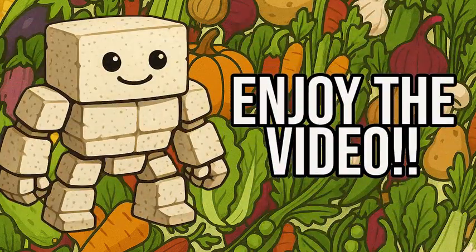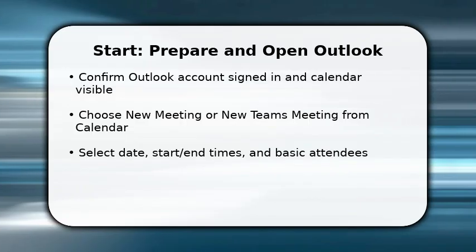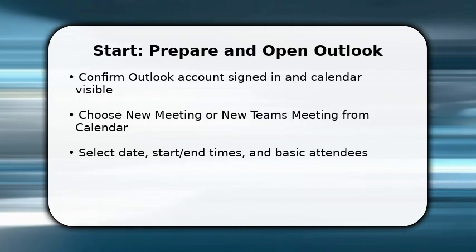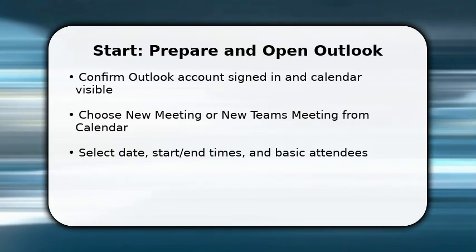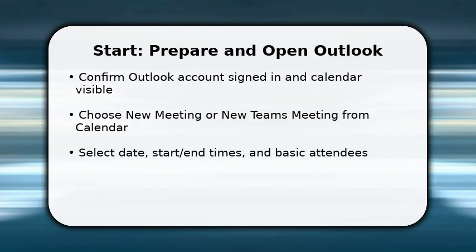Please enjoy the video. You're going to start by opening Outlook and ensuring your account and calendar are active. This avoids sync errors later. Once done, switch to Calendar View and click New Meeting or New Teams Meeting to begin. Add at least one attendee and set a clear date and start time so Outlook can check availability. Make sure to pick an appropriate calendar if you manage multiple accounts. Doing that now prevents creating the link in the wrong calendar.